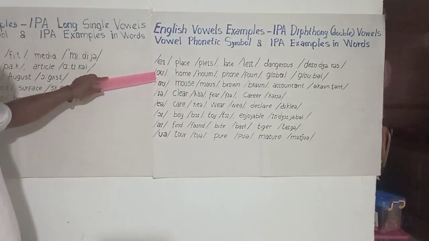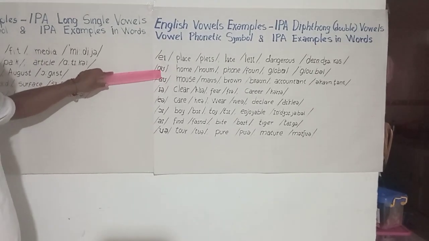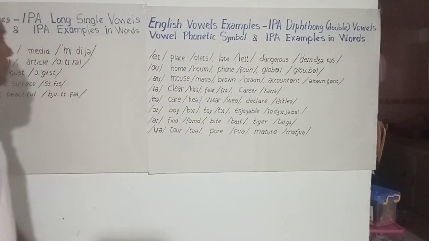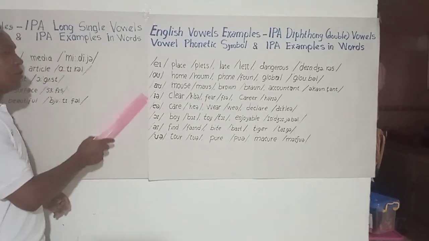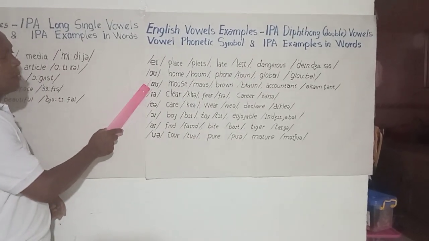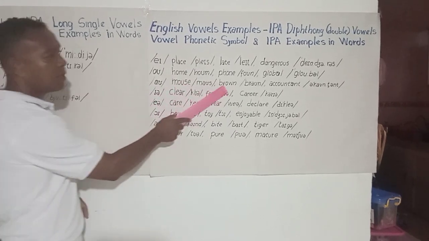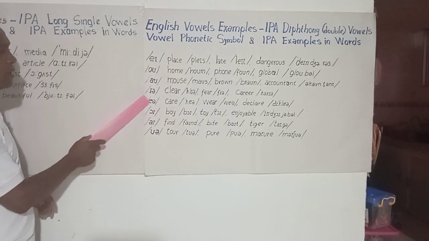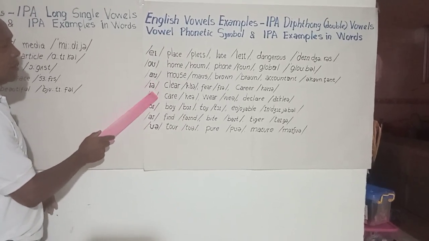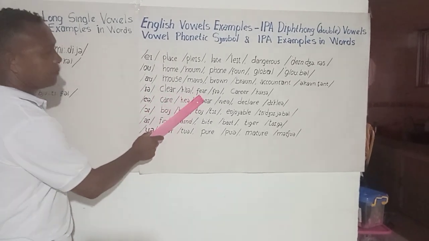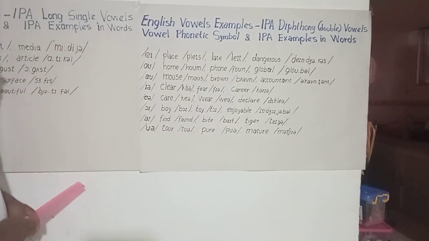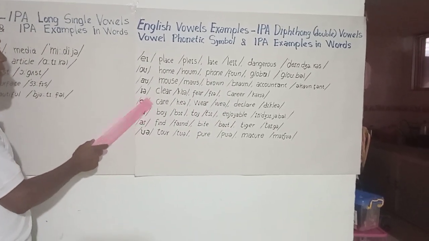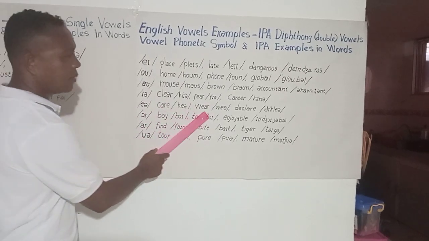This diphthong is like in home, phone, global. This diphthong sound is like in mounts, brown, account. This diphthong sound is like in clear, fair, real. This diphthong sound is like in care, where, declare.